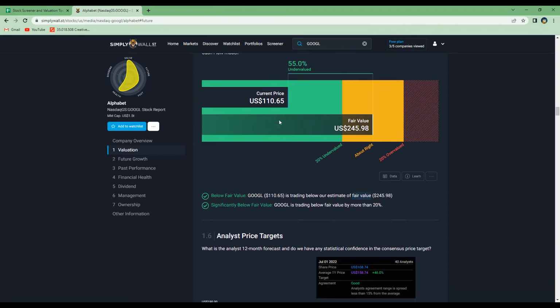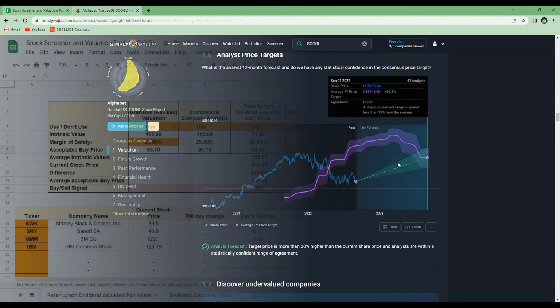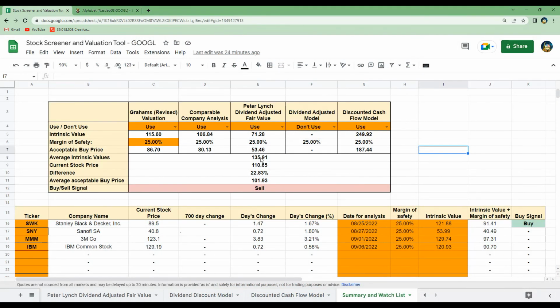If we scroll down a bit, we can see that for 2023, they have projected a fair price based on the analyst target estimates of $142.80. This is also pretty close to the average intrinsic value we found of $135.91, which is above the current stock price. And the difference is almost 23%.